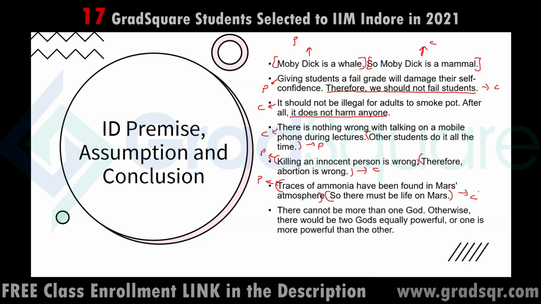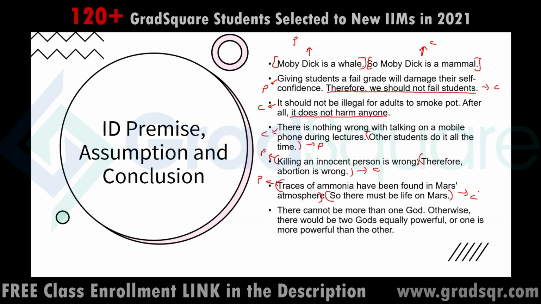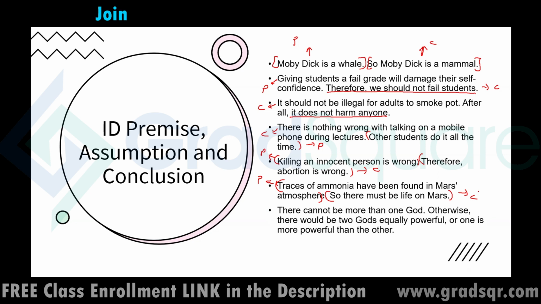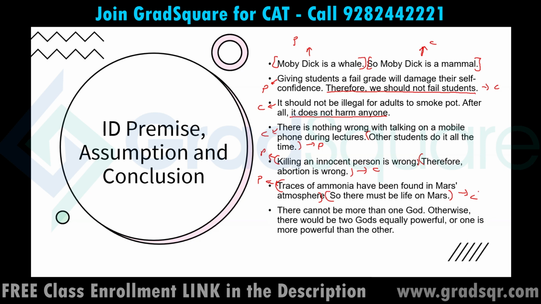And one more argument, the last short argument, let's look at this. There cannot be more than one God. Otherwise, there would be two gods equally powerful, or one is more powerful than the other.